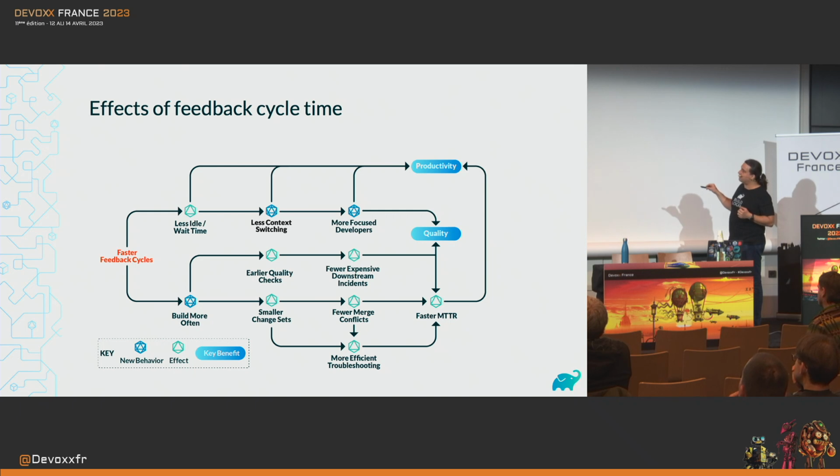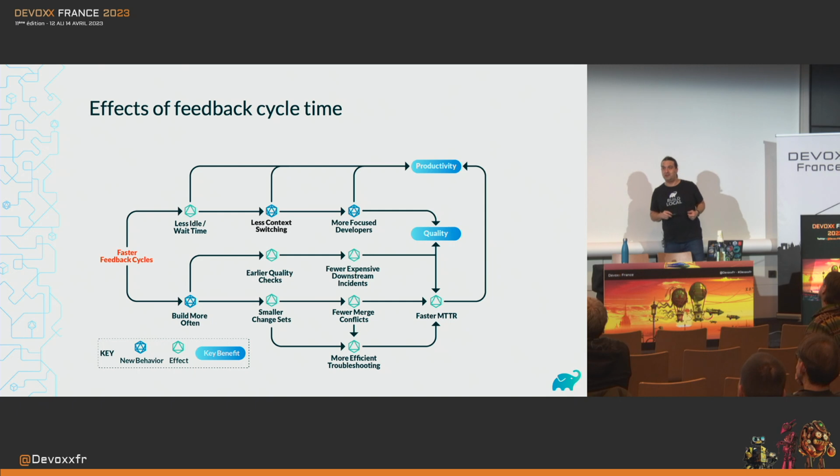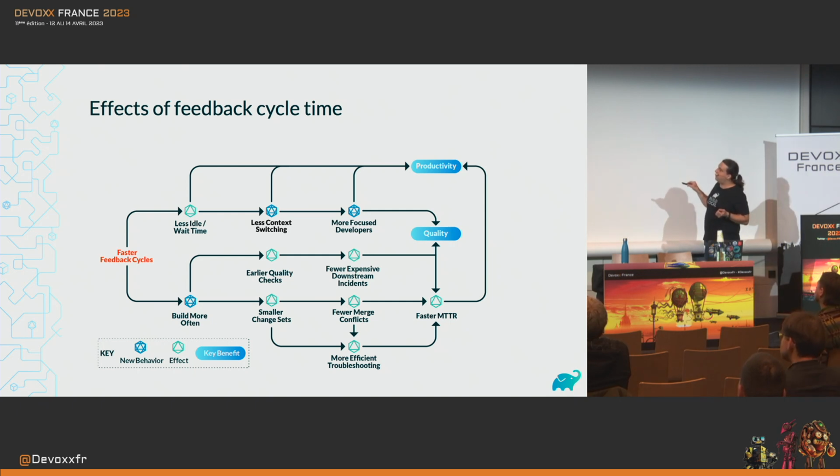When feedback cycles are faster, developers tend to build more often, right? Which means they're asking for feedback more often, which means they're refining their work more often, which leads to earlier quality checks, fewer expensive downstream incidents, ultimately better quality, and faster mean time to resolve.